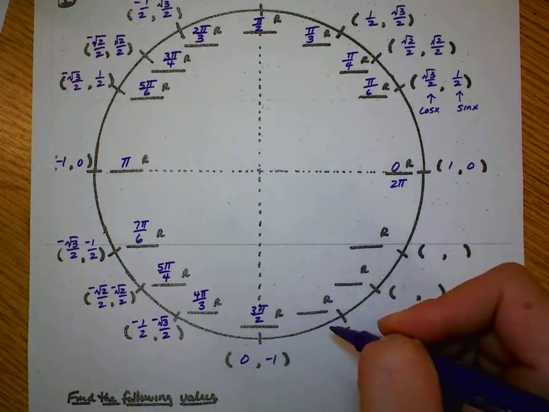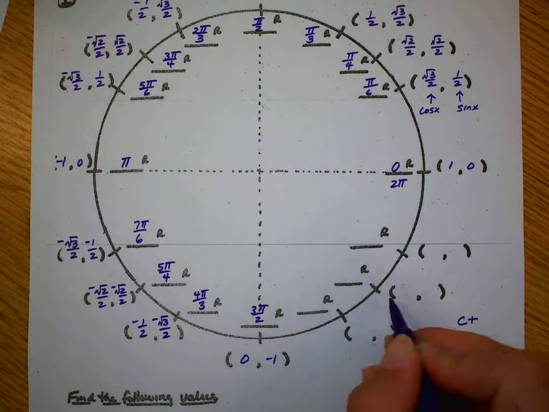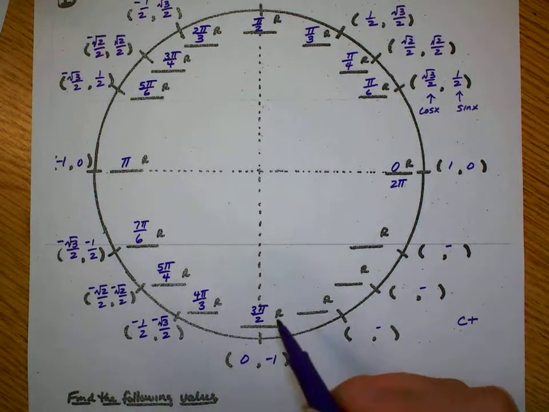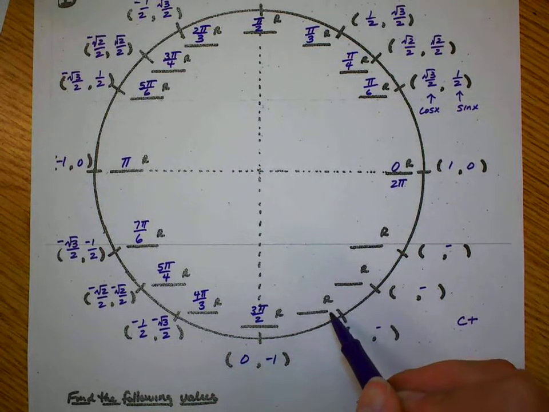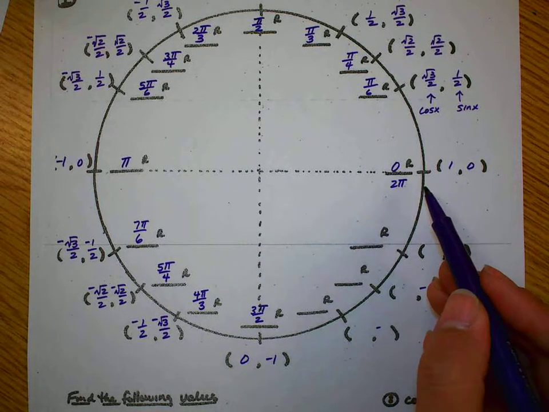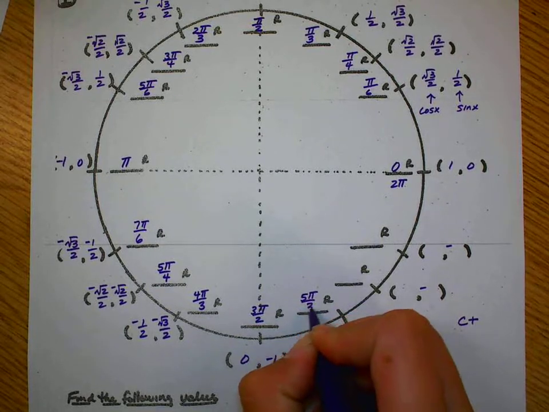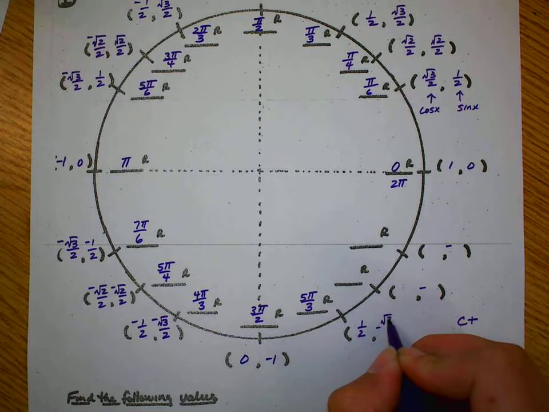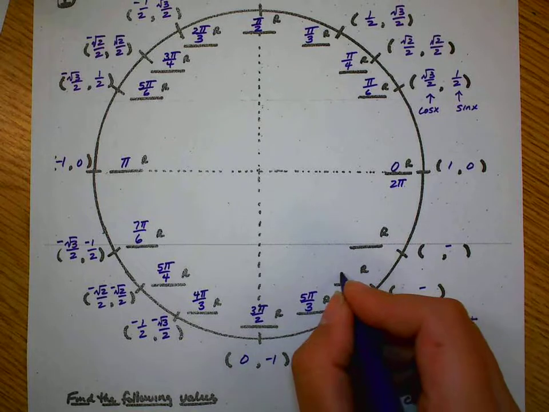If we look at the fourth quadrant, remember, All Students Take Calculus tells us only the cosine is going to be positive. So all of our x values are going to be positive, while all of our y values are negative. Okay, so this angle over here on the bottom right is going to be the same reference angle as pi over 3. So if a full circle is 2 pi or 6 pi over 3, I take away 1, this is going to be 5 pi over 3. Alright, so ordered pairs, same idea there.